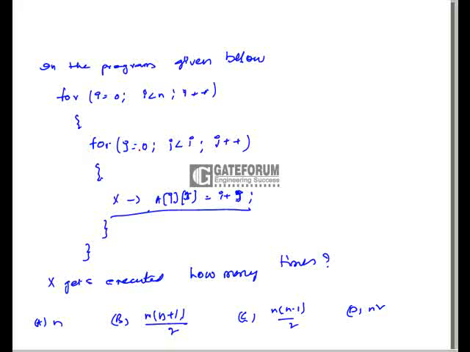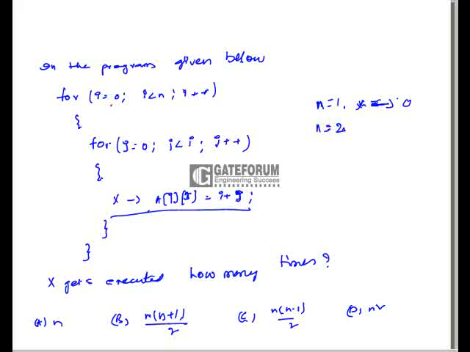Here for j is equal to 0, j is less than i. Here i is 0, so j is less than 0. This is false, so this will not go into the for loop. So for n is equal to 1, x will not be executed. So here we will write 0. Let us check for n is equal to 2.